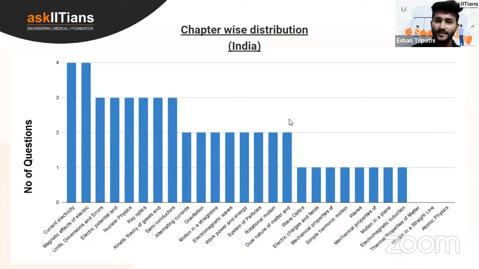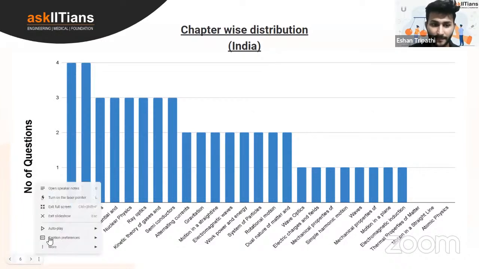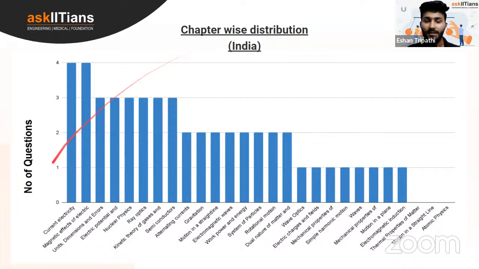So as you can see, guys, this is first of all for the Indian attempt. In the Indian paper, here I have plotted the number of questions asked from every chapter against those chapters, in decreasing order. You can see the maximum number of questions were asked from current electricity and magnetic effects of electric current. So 12th grade concepts, I would say, had the highest weightage this time. It's not even an even distribution of 50-50. I think it was more on 12th concepts, which again makes it a bit easier because 12th grade concepts you were recently fresh with because you recently studied it.